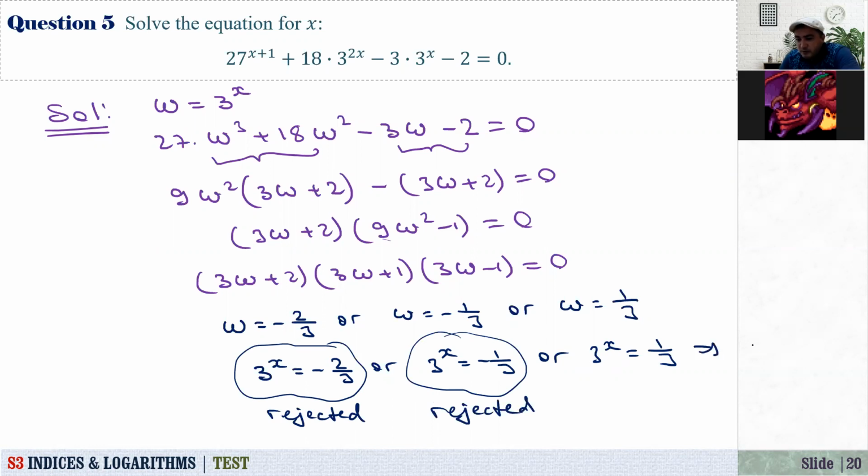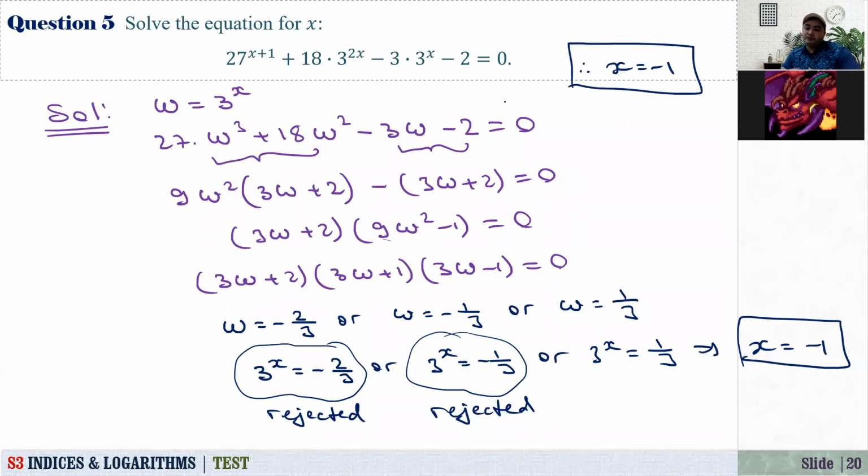So now from here, what is x? x equals negative 1. So it has only one solution here. x equals negative 1. It has only one solution.